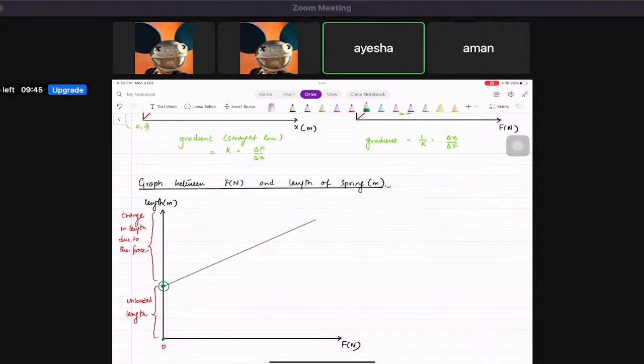Yes. Which basically means that this is the original length of the spring, whatever it looked like when you had it without the load. But when you put the load on it, it basically extends, which means that the line is going up and there is a change in length happening due to that force. Understood? Yes, thank you.